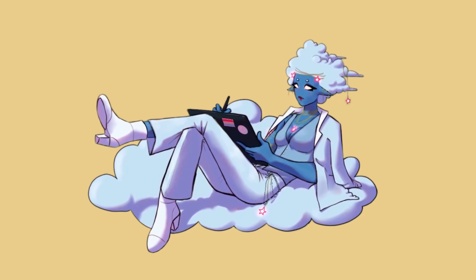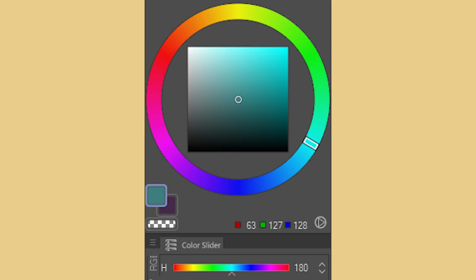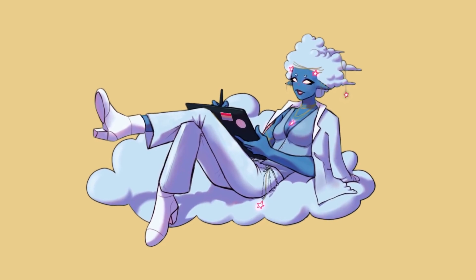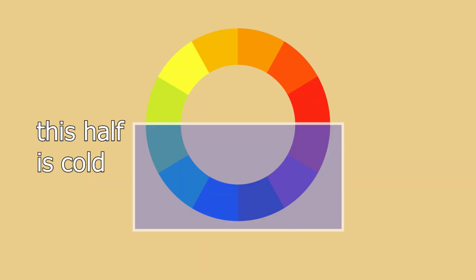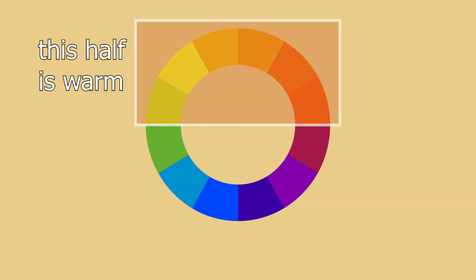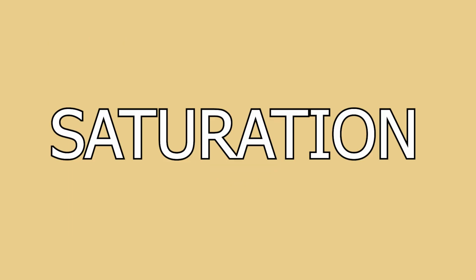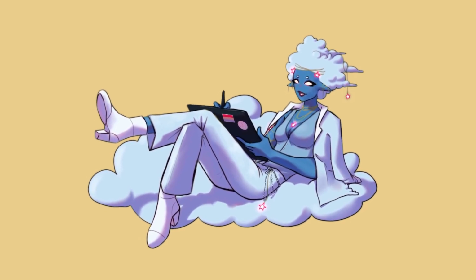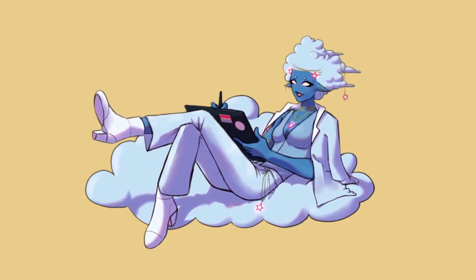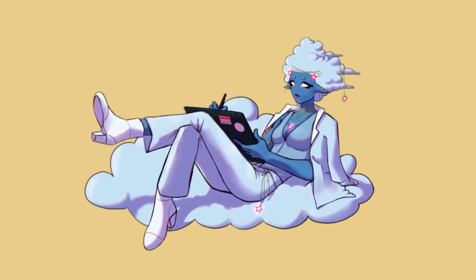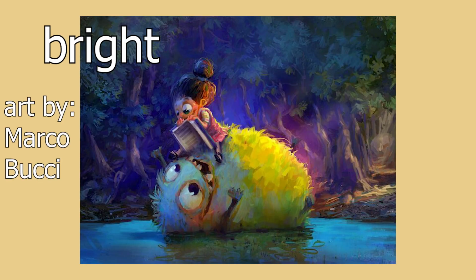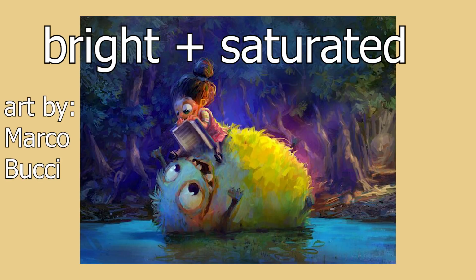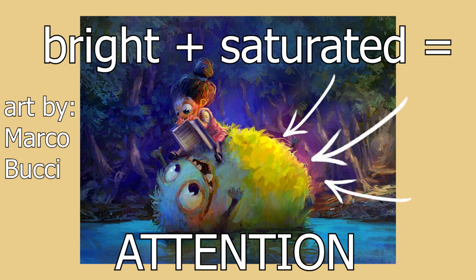Hue. Cold versus warm. When shifting the hue slider, you need to think about the contrast of cold and warm colors. Colds are blues and violets. Warms are reds, oranges, and yellows. Saturation. Saturated and desaturated colors contrast each other. Brightness. The contrast of light versus dark. Both brightness and saturation are really useful to pull your viewer's attention where you want it to be.